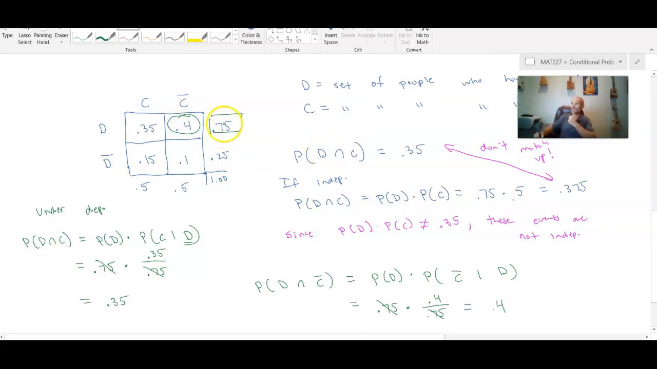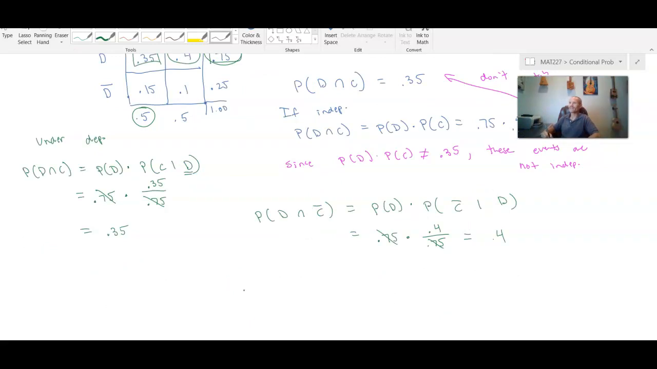Once again, if I took 0.75 times 0.5, I would get 0.375, and that doesn't quite match what we have here. So it really suffices to show that you do not get any one of, pick any one of these cells, and by multiplying the two probabilities together, namely 0.5 and 0.75, if you do not obtain the value that's in the table, that's one way to know that the events are dependent.